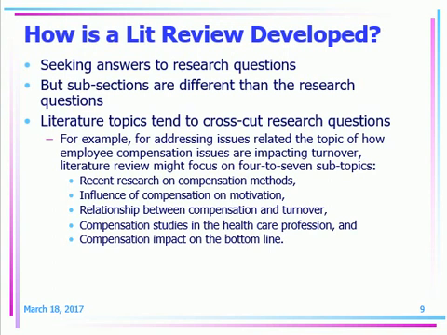Here's an example on the screen. For example, addressing issues related to the topic of how employee compensation issues are impacting turnover. So we've got two topics here, right? We've got employee compensation issues and we've got impacting turnover. A literature review might focus on 4 to maybe 7 subtopics. And these are examples if we're really investigating whether compensation issues are really a causal factor for turnover.